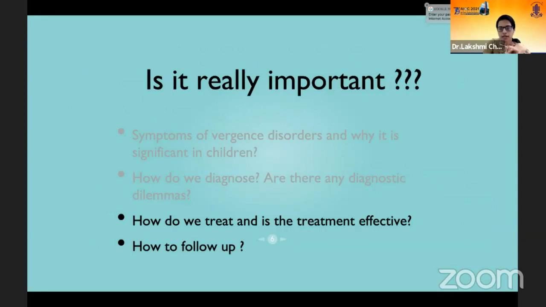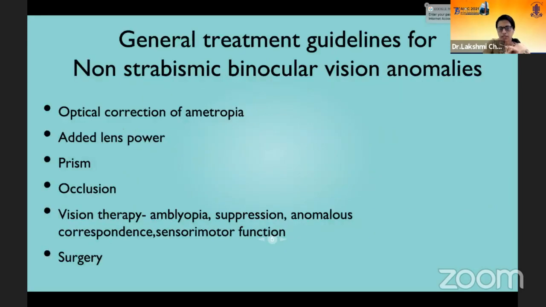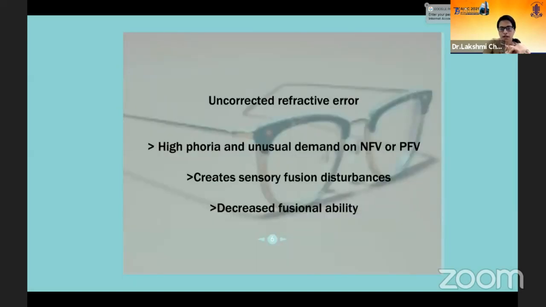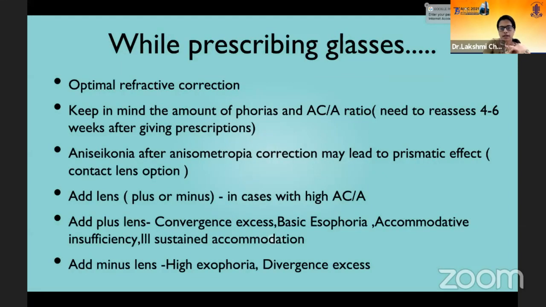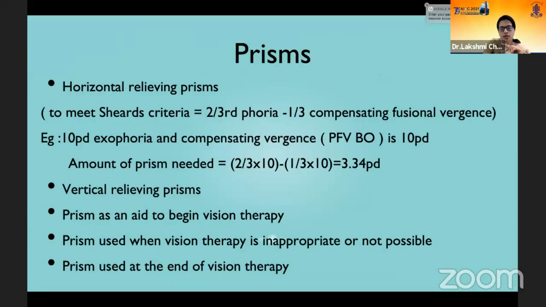So how do we treat this, and is the treatment effective? The general treatment guidelines: glasses will be discussed in the subsequent talks. We can give prisms, we can give vision therapy, and surgical correction is another option. So I'm not going into the details of glasses. We just need to check for FORIAs and AC/A ratios while prescribing glasses if they complain of eye strain. For prisms, the basic rule is we follow the Sheard's criteria: 2/3 the FORIA minus 1/3 the compensating fusional vergence. This gives us an idea of how much prism correction we need to give. So we can give horizontal relieving prisms.